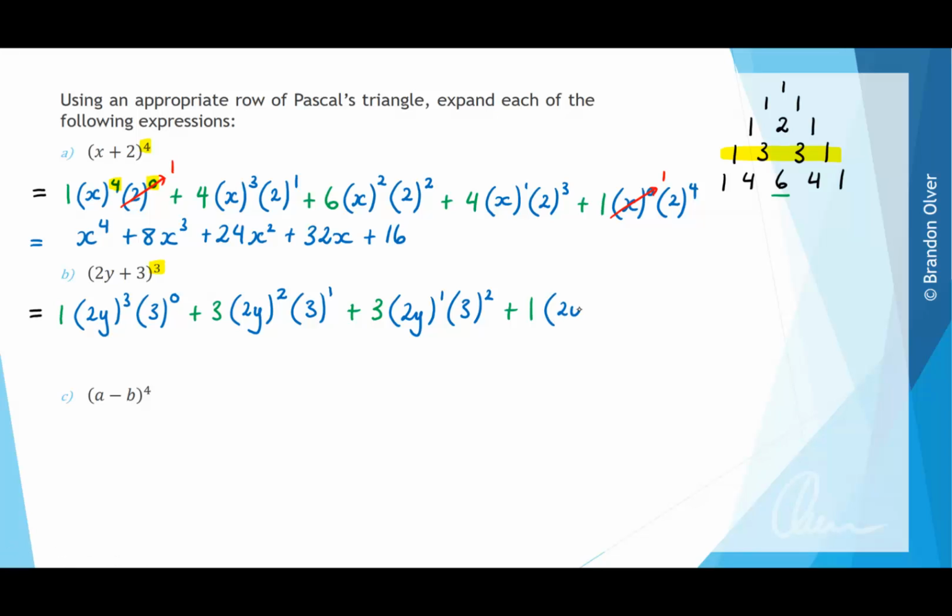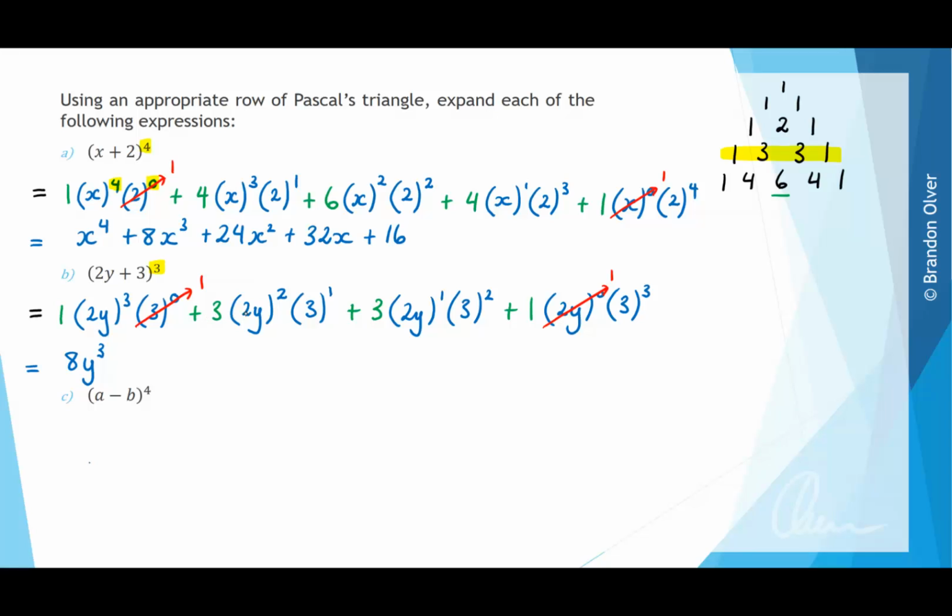And it will be 2y to the power of 0, 3 to the power of 3. So simplifying this down, we can see that 3 to the power of 0 is just 1, and 2y to the power of 0 is just 1. So this can be written as 1 times 2y to the power of 3, which is, you need to be careful, 2 to the power of 3 is 8, and then y to the power of 3 as well.